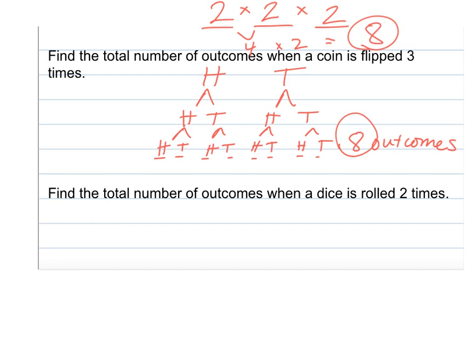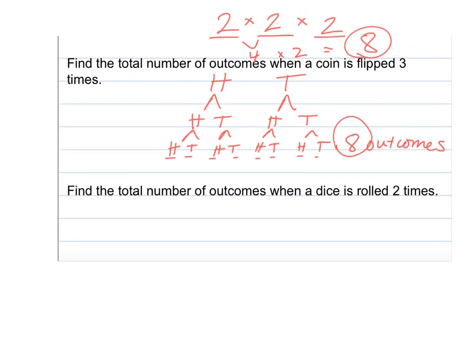Okay. Now this one always throws people off. So we are rolling a dice 2 times. The first time you roll the dice, what could you get? Well, you could roll a 1, a 2, 3, 4, 5, or 6. Now you're on to the second dice. If you rolled a 1 on the first dice, what could you roll on the second dice? Well, you could roll another 1, or you could roll a 2, 3, 4, 5, or 6.